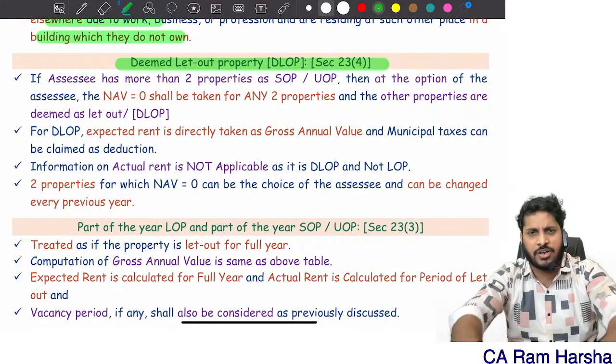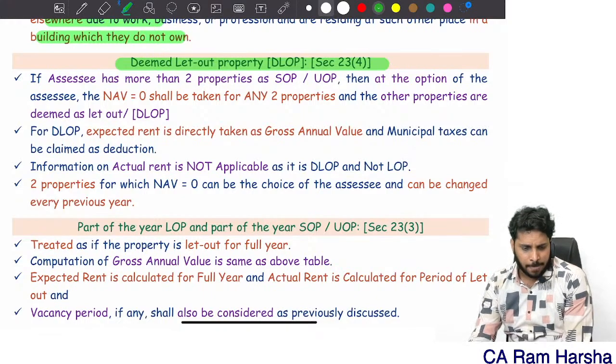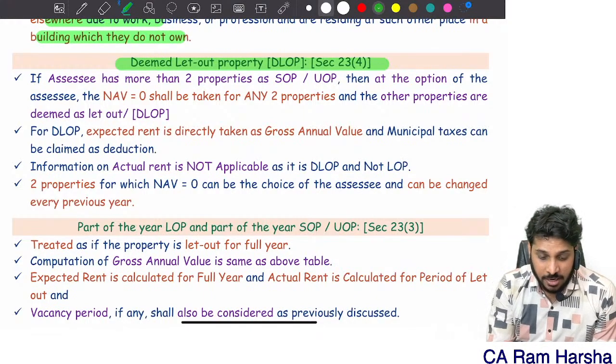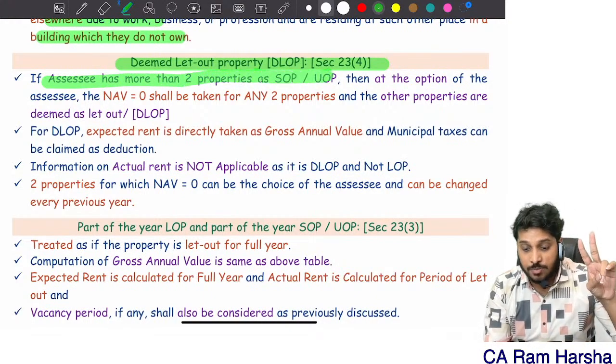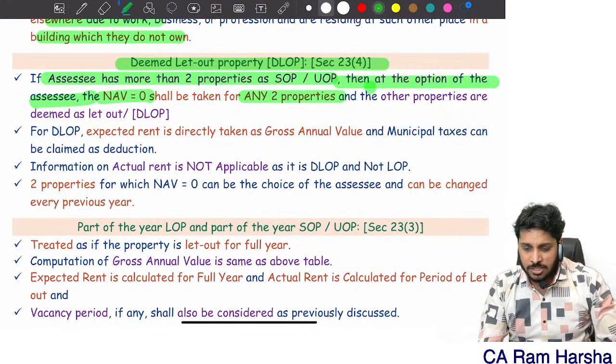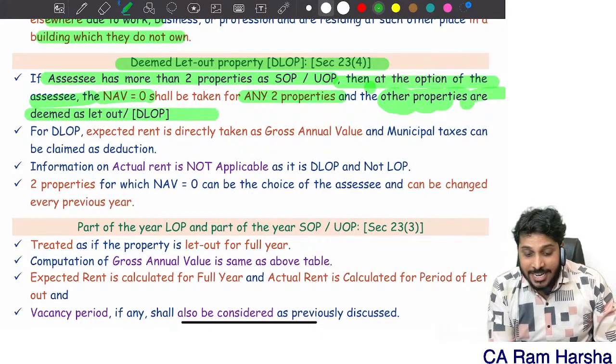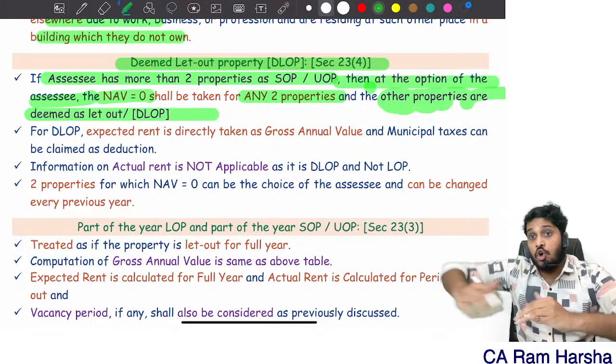Remember this word when you are calculating income under house property. I hope you are all clear. So, if an SSE has more than 2 properties which are self-occupied, then at the option of the SSE, NAV equal to 0 can be taken for any 2 properties. The remaining properties are deemed to be let out. They are assumed as let out.